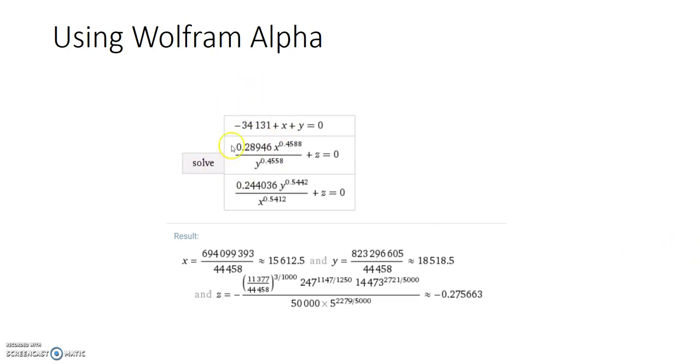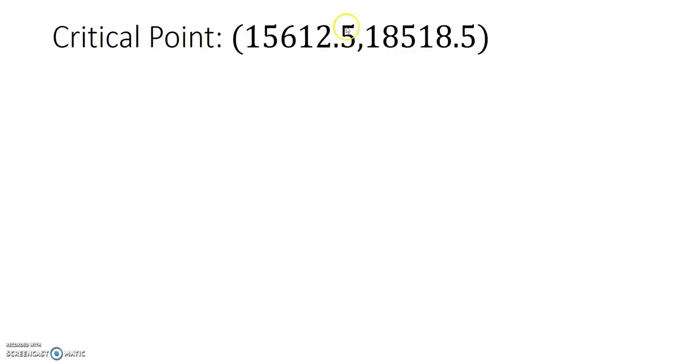It's solved, it does all the work for us. And now we have a critical point. This tells us that at the point 15,612.5, 18,518.5, we have a critical point. That means that this is a candidate right now for being a maximum or minimum.